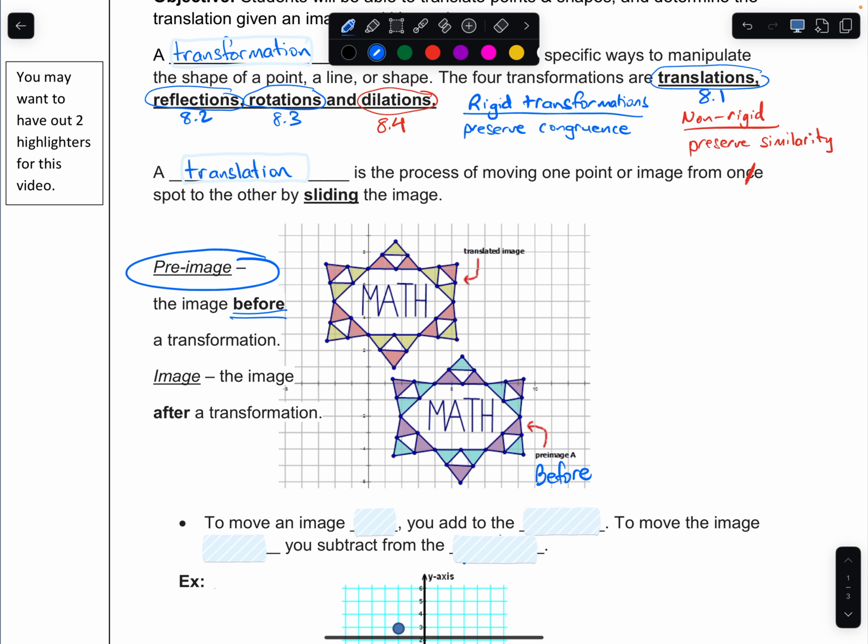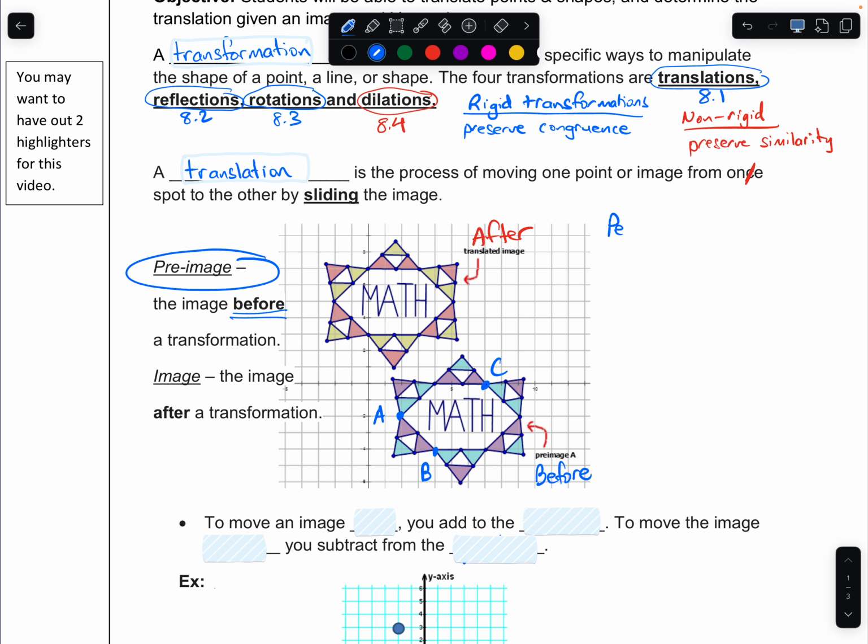So let's say we have this shape here, and we want to slide it or translate it to get the image. Obviously, there's lots of points on the pre-image and the image. I'm just going to pick 3. Let's call this point A, this point B, and we'll call this point C. What I'd like you to do, since everybody knows how to plot points already, or you should by this point in your math career, can you tell me the coordinates of A, B, and C?